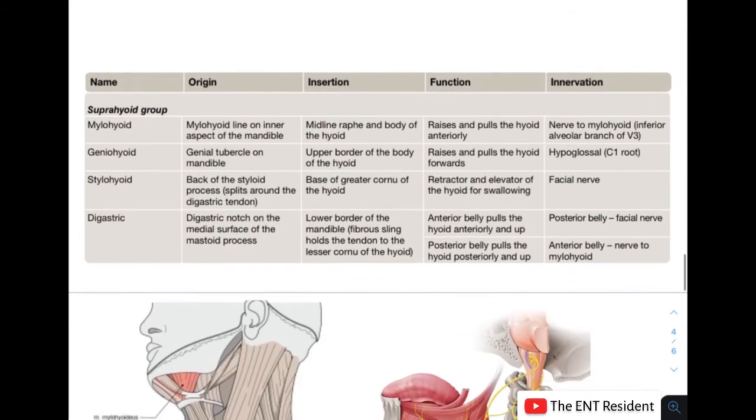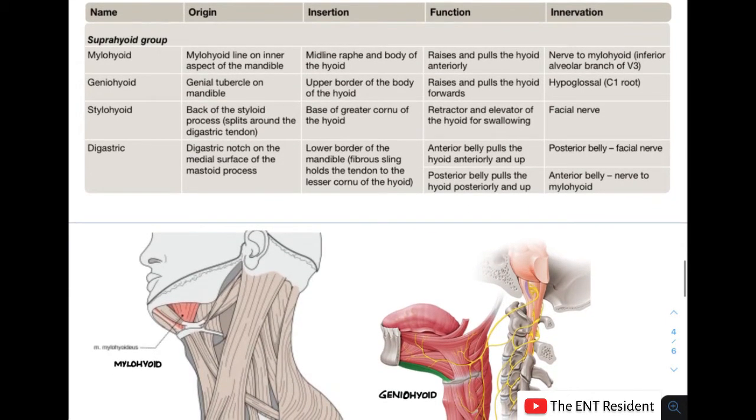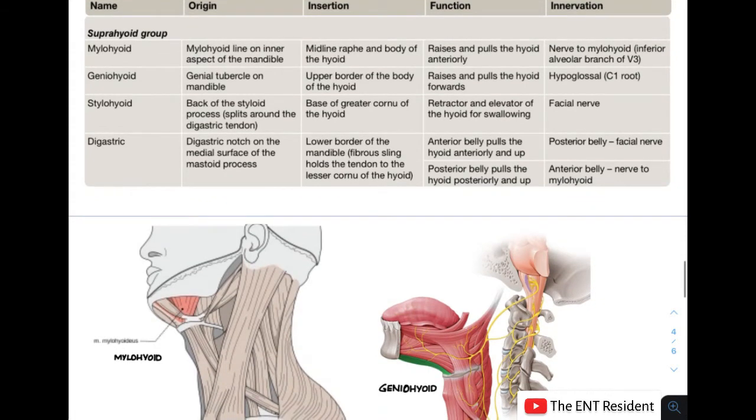Next we come on to the suprahyoid group of muscles. Now as I was telling you earlier, suprahyoid can be divided into primary elevators and secondary elevators. Primary elevators are the ones which act directly because they are attached to the thyroid cartilage, and the secondary elevators are the ones which act indirectly because they are attached to the hyoid bone. First we will be talking about the secondary elevators. There are 4 secondary elevators over here. They are the mylohyoid, geniohyoid, stylohyoid and the digastric muscle.